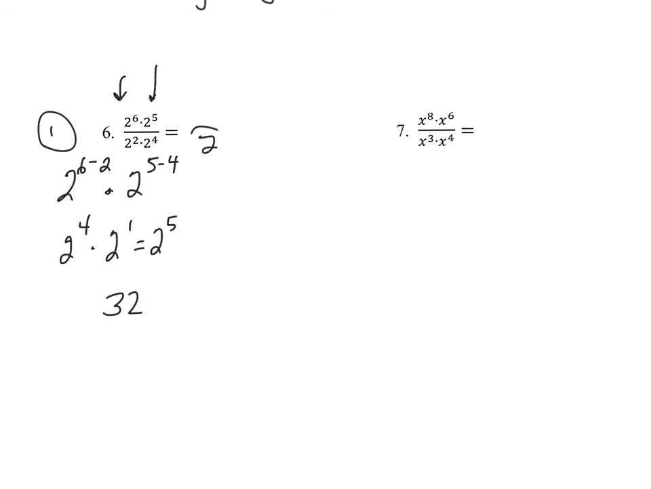The second way to do this, and this is almost like my preferred way sometimes, is I'm going to simplify my numerator. 2 to the 6th times 2 to the 5th is going to give me 2 to the 11th. And then let me simplify my denominator. 2 to the 2nd times 2 to the 4th is going to give me 2 to the 6th. So now I have 2 to the 11th divided by 2 to the 6th, which is the same thing as 2 to the 11 minus 6, which is going to give you 2 to the 5th. So you're going to come up with the same answer, which again is 32.